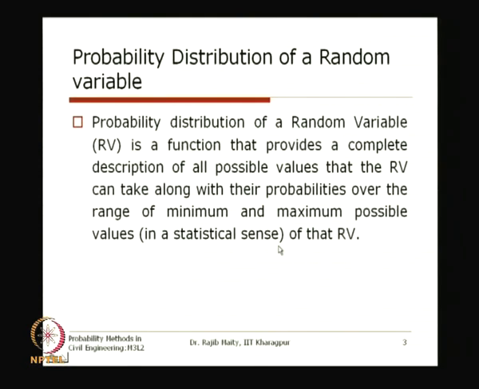For the time being, what is important is that a random variable has a specified range, and the probability distribution gives us the distribution of the probability specified for all possible values that the random variable can take.